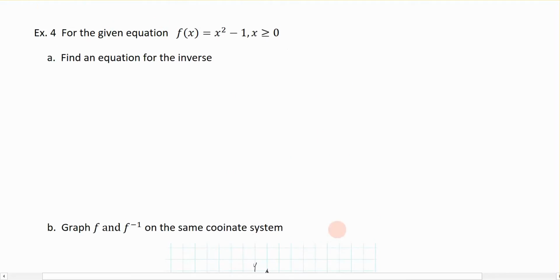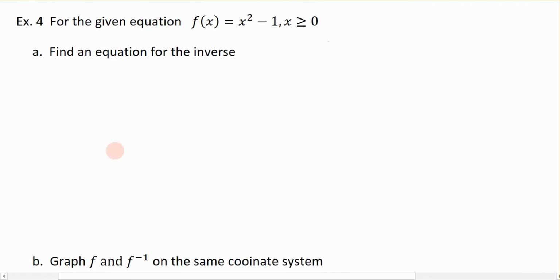So let's get started. Here I have the function x squared minus 1, but I only want to look at the portion of the graph that is positive or greater than or equal to 0. And real quickly, the reason for that is because remember, if we started out with just the function x squared, this function itself does not pass the horizontal line test. However, I can restrict the portion of the graph that I want to look at by getting rid of values that in this case are less than 0.